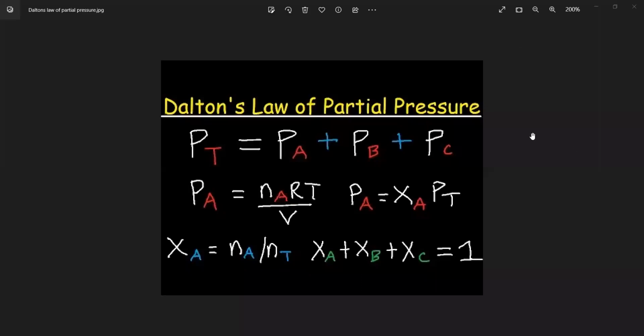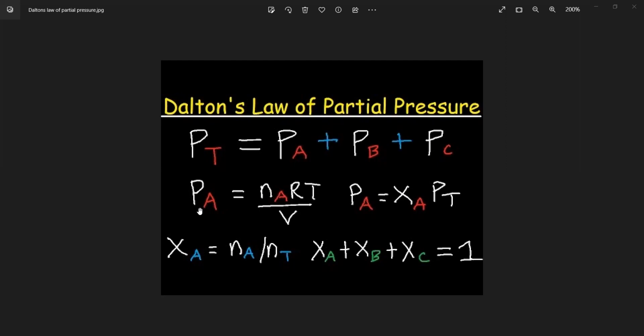So, Dalton's law of partial pressure. Dalton's law of partial pressure states that the total pressure of a mixture of gases is the sum of the partial pressures of the individual gases. So if you want to get the total pressure of the gases, you just take the summation of the individual gases in the container. So for example, P total here is the same thing as P, that is the partial pressure of gas A, plus the partial pressure of gas B, plus the partial pressure of gas C.